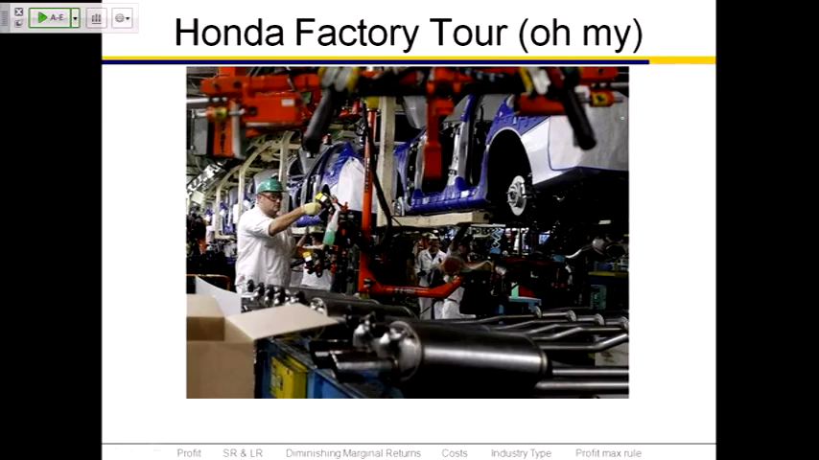Second only to the cigarette factory tour I did like 30 years ago, except on the cigarette factory tour they offered us a sample, and on this one they didn't give us a free car. They gave us a pen.